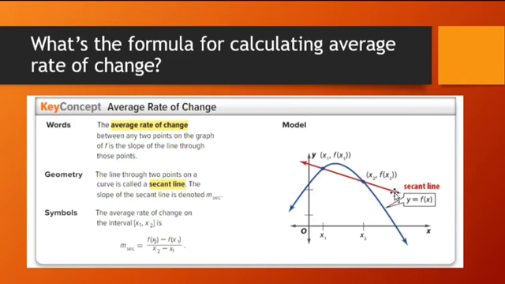This red line demonstrates the secant line that cuts through the graph 2 times. In symbols, the average rate of change on the interval x1 and x2 is m secant equals f of x2 minus f of x1 over x2 minus x1. Now we have an example.